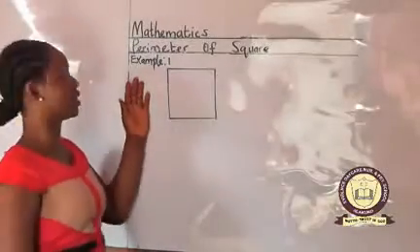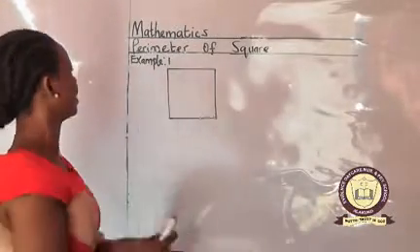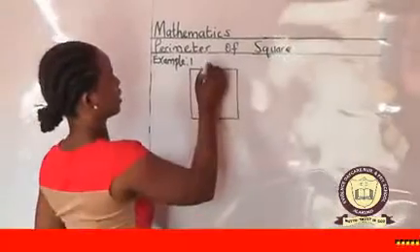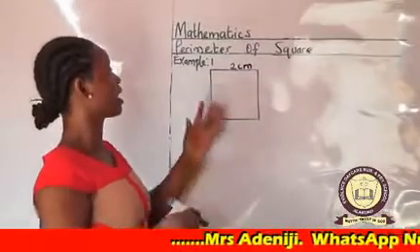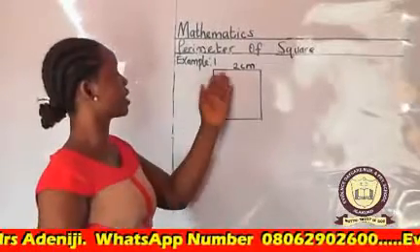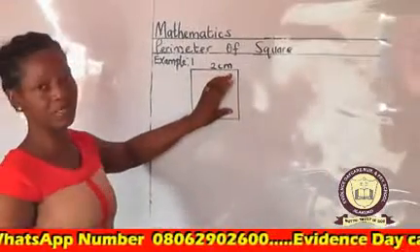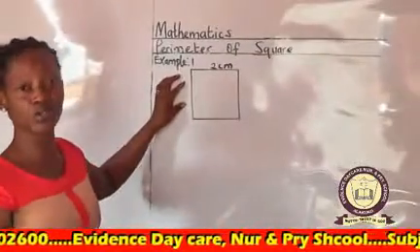For example, we have this. This is a square. And here you have 2 centimeters, for example. Don't forget that you have the same length for the shape of a square. It means you have 2 centimeters here. Here also will be 2 centimeters. Here also will be 2 centimeters. And here too will be 2 centimeters.